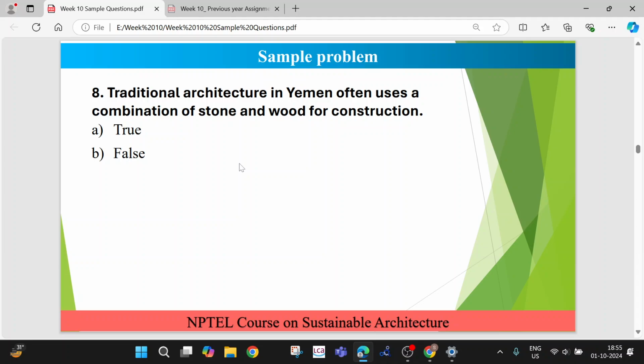Here's the 8th question. The traditional architecture in the Himalayan region often uses a combination of stone and wood for construction. Is this true or false? Just now we have discussed in the previous questions which material they are using.